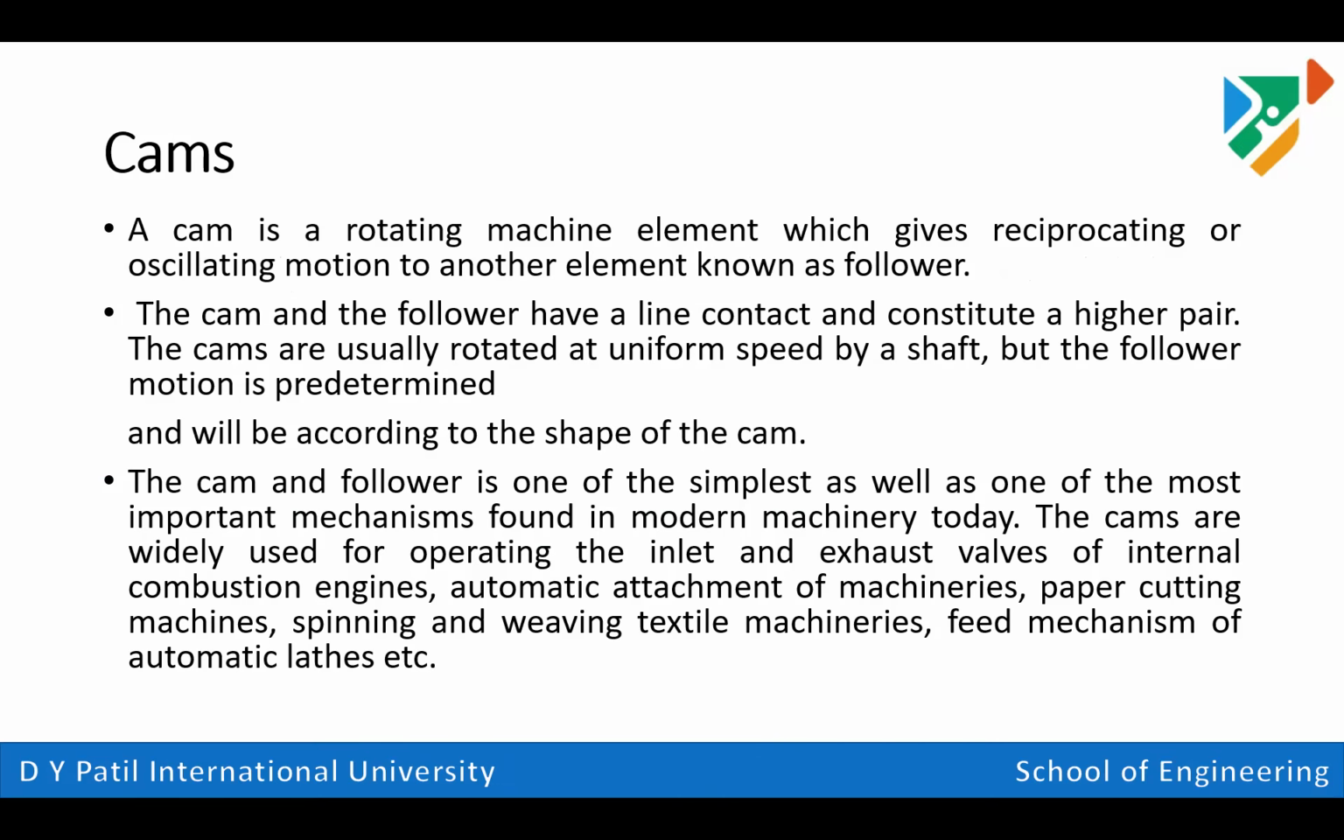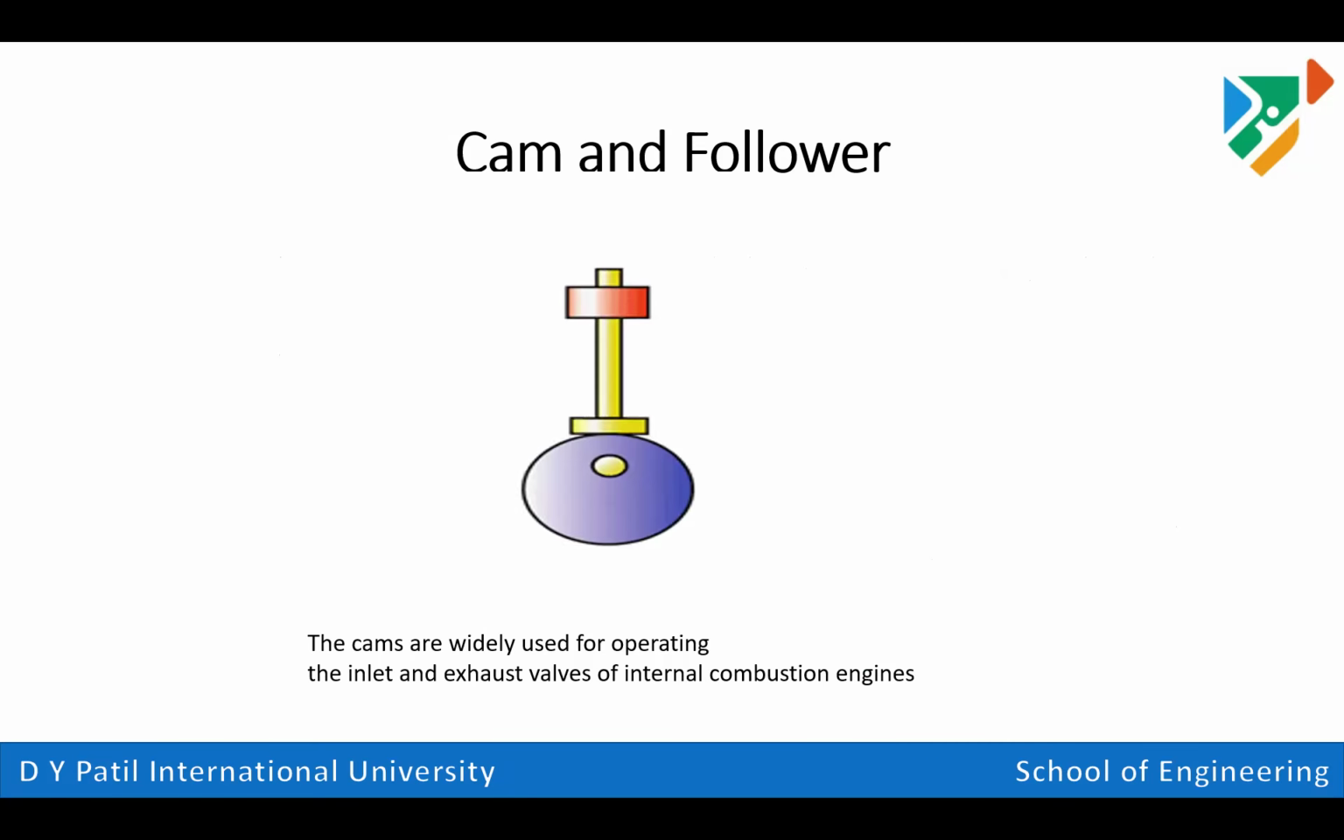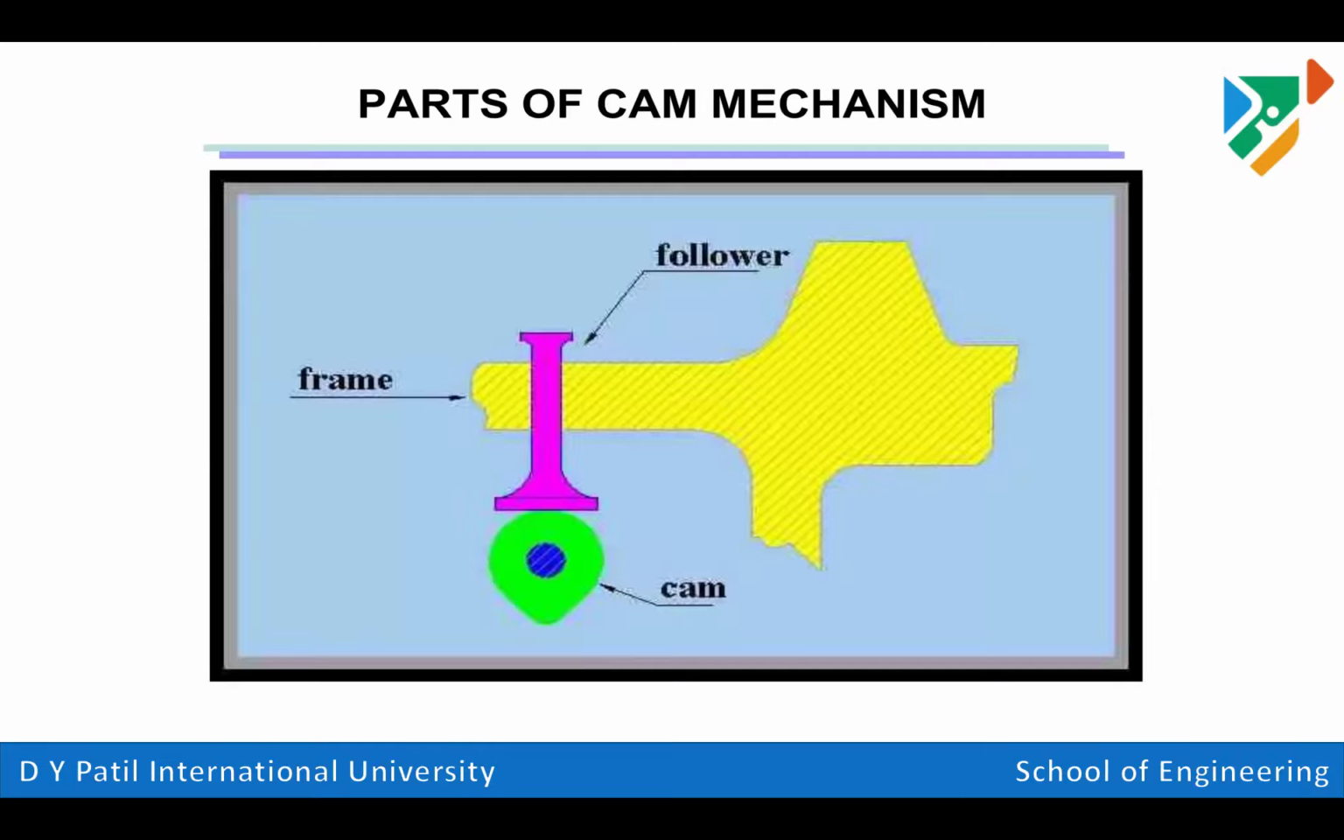So basically we have different types of cams, like the rotary cam, spherical cam, and elliptical cam. To operate that particular cam we use different types of followers: flat face follower, roller follower, and knife edge follower, to operate the inlet and outlet valve with the help of this cam and follower arrangement. So these are the components of cam and follower.